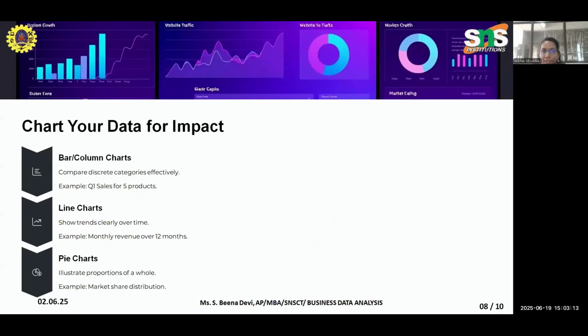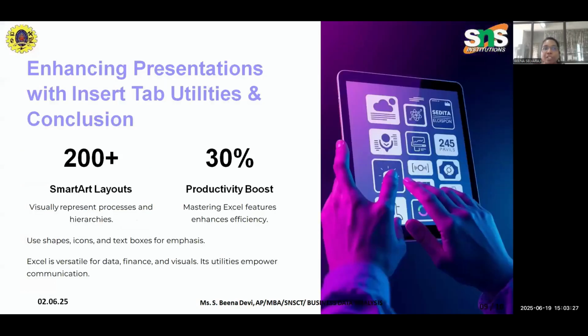We can use column charts to compare and describe categories effectively, line charts for showing trends, and pie charts to illustrate portions of a whole. So these are all the things which can be used to chart the data.